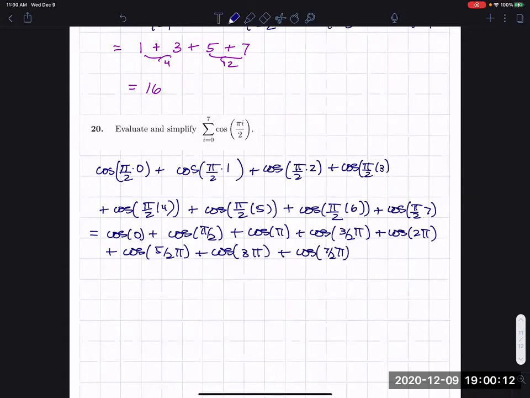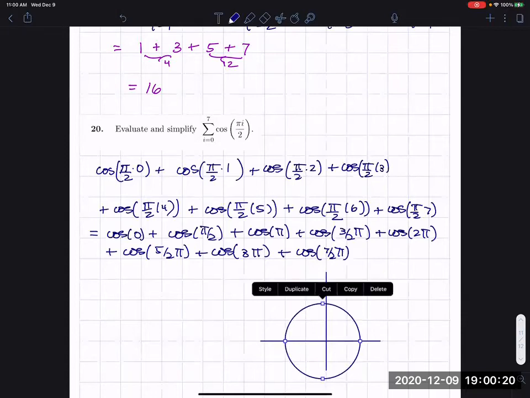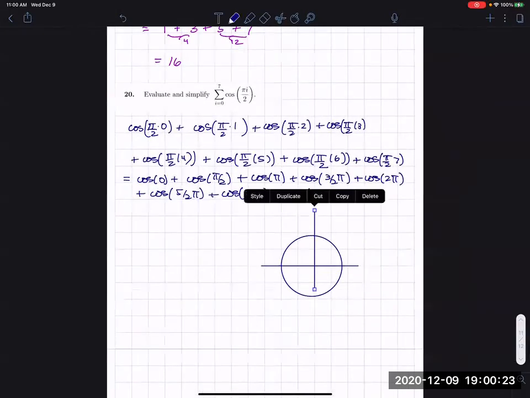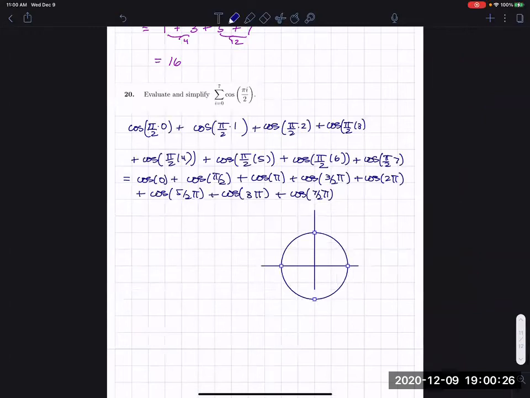That might seem like a terrible amount of stuff, but actually this problem, if we look at the unit circle, turns out to be not so bad to evaluate those numbers. So let's see how we can do that. If I can get that circle drawn. At 0, I have (1, 0), and keep in mind that cosine is the first coordinate. At pi over 2, I have (0, 1). Pi is (negative 1, 0), 3 halves pi is (0, negative 1), 2 pi is (1, 0).